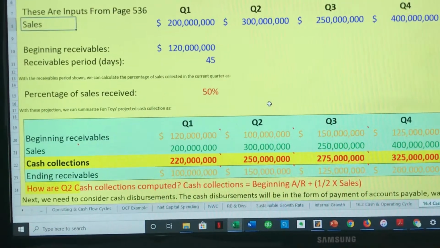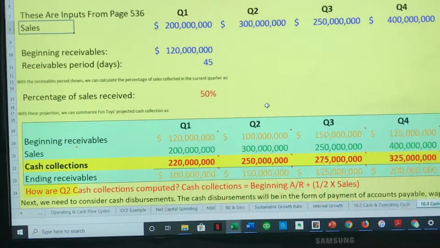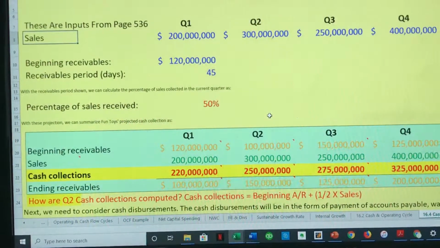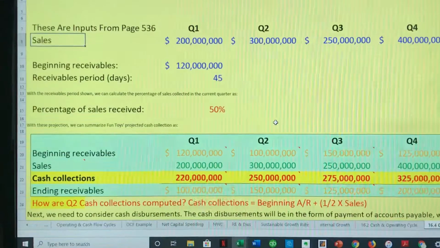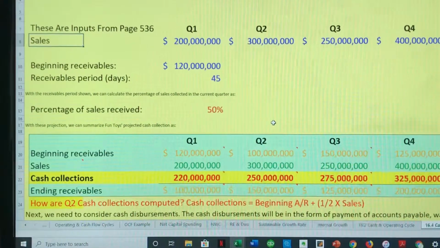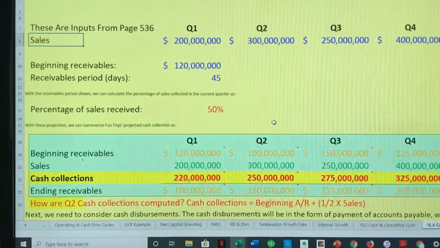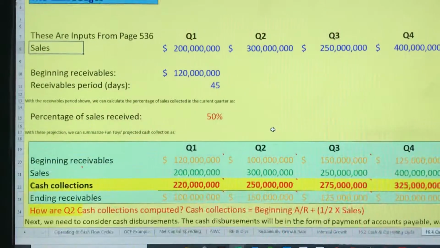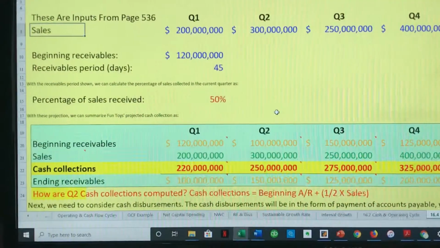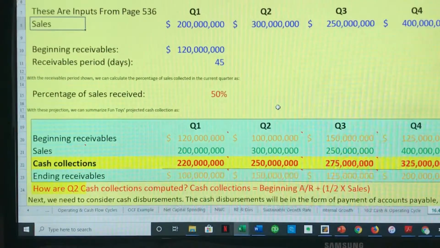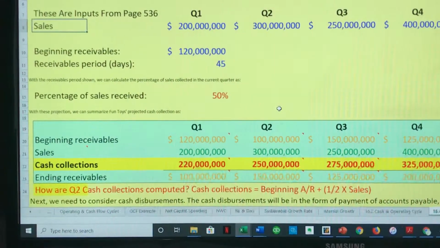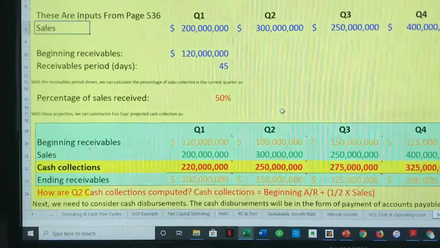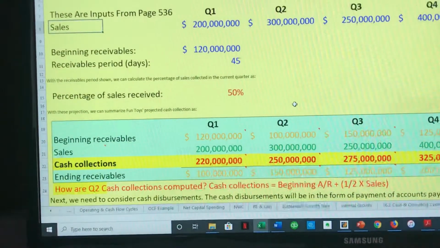What they described in the example was a process whereby receivables are collected at the rate of 50% of sales received. That's a given, and I actually put that in row 15. You see it's in red, 50%. So in the first quarter, for example, sales are estimated to be 200 million. So we know from the given that the percentage of sales received in the quarter will be 50% of that. So 50% of 200 million is 100 million.